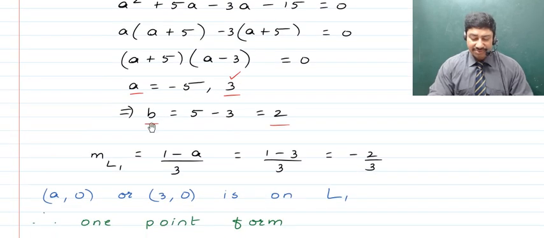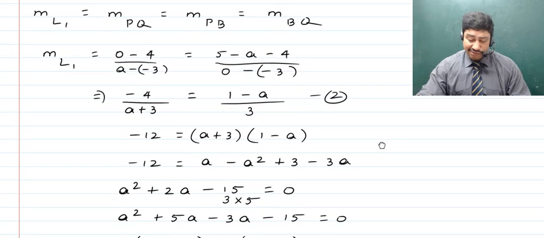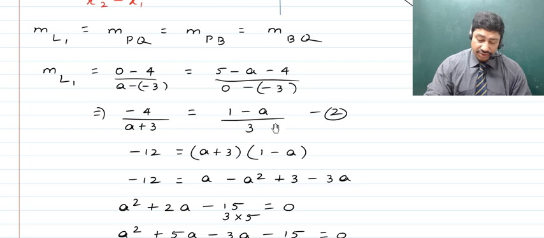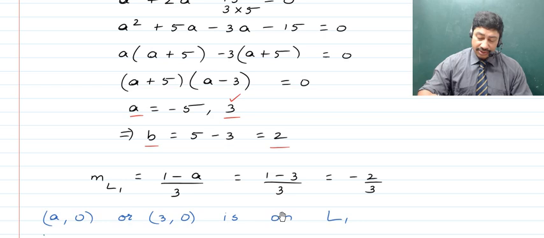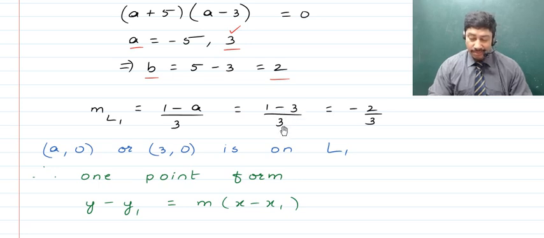Now as b is equal to 5 minus a, it will be 5 minus 3, that is 2. So we also have the x-intercept and the y-intercept. Now children, we are to find out the equation of this line. First we'll talk about the slope in terms of one of the variables. We have the value of the slope of the line to be 1 minus a upon 3. So here we keep the value of a, which is 3, so 1 minus 3, that is minus 2 upon 3, becomes the slope of the line L1.